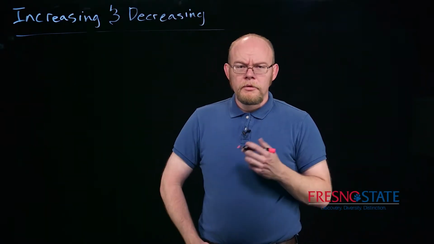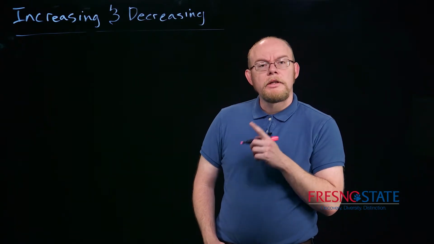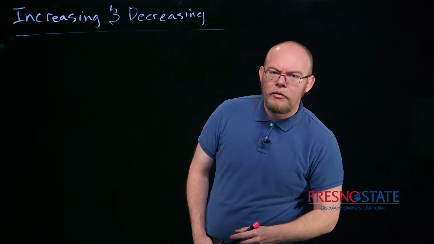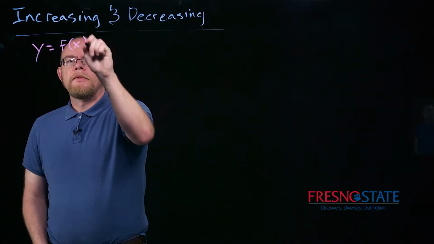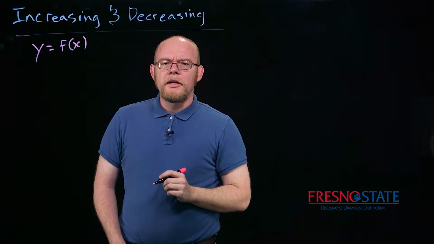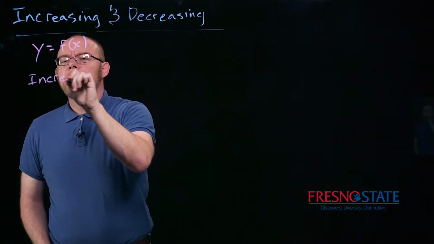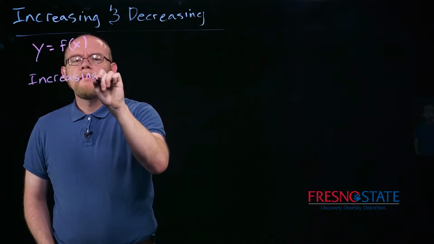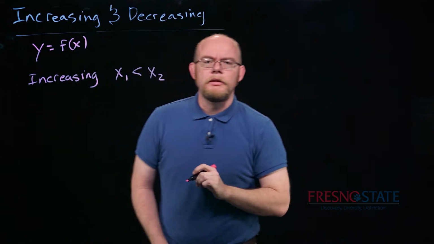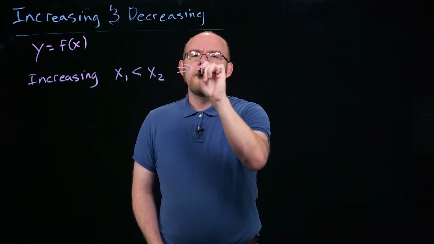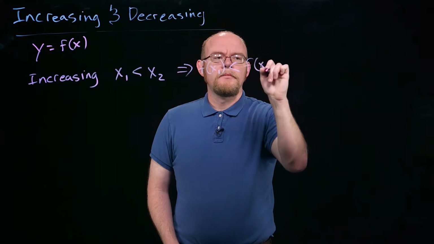All right. When we study functions, we like to identify parts where the function is increasing or decreasing. So let's talk about what we mean in those cases. We're going to let y equal f of x. If we think about an increasing function, what we really mean is that if we start to the left at x1 and go to the right at x2, that tells us that f of x1 is less than f of x2.